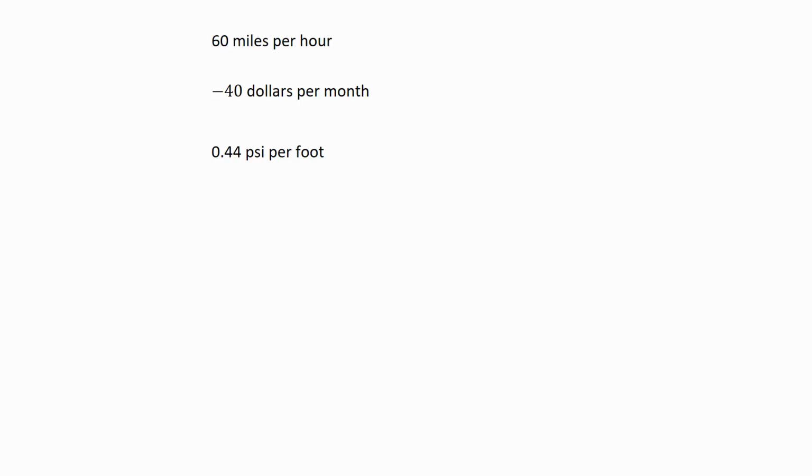Okay, what do all of these quantities have in common? 60 miles per hour, negative $40 per month, 0.44 psi per foot. Turns out they're all rates of change. What is a rate of change, you ask?